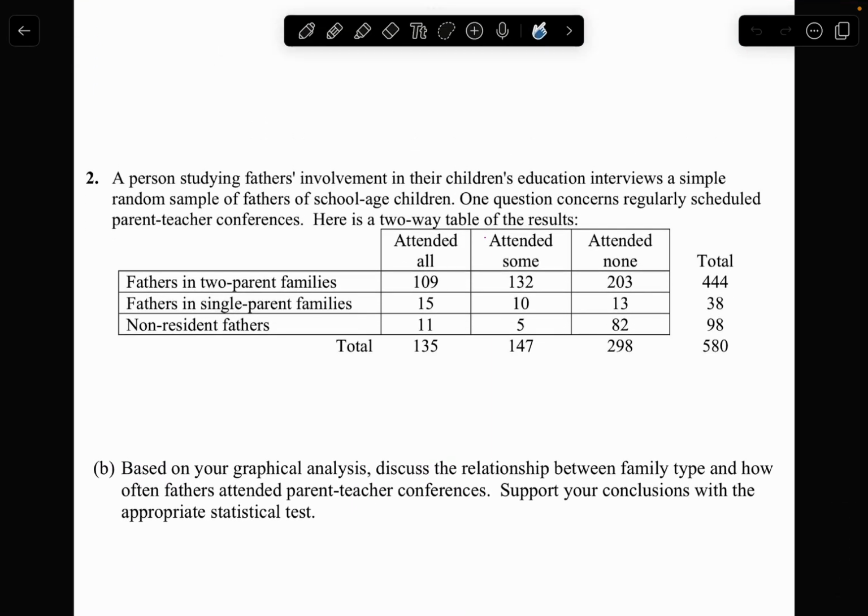A person studying fathers' involvement in their children's education interviews a simple random sample of fathers of school-age children. One question concerns regularly scheduled parent-teacher conferences. Here is a two-way table of the result. Based on your graphical analysis, discuss the relationship between family type and how often fathers attended parent-teacher conferences. Support your conclusion with the appropriate statistical test.